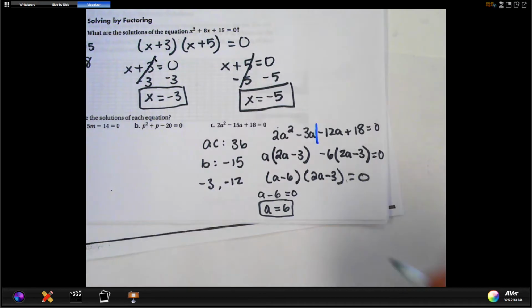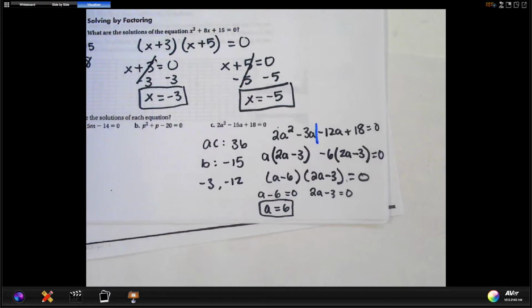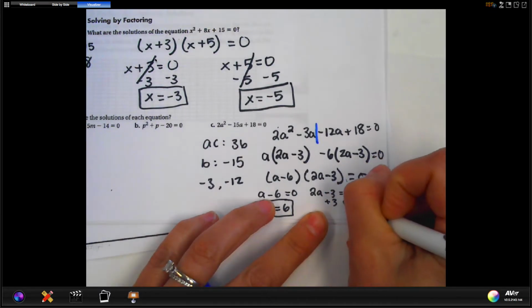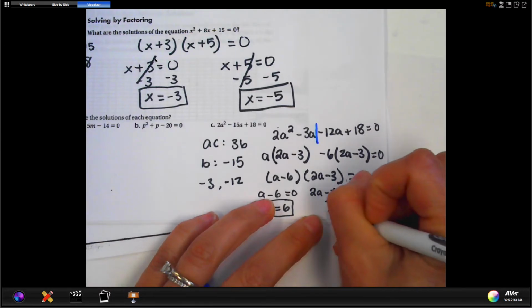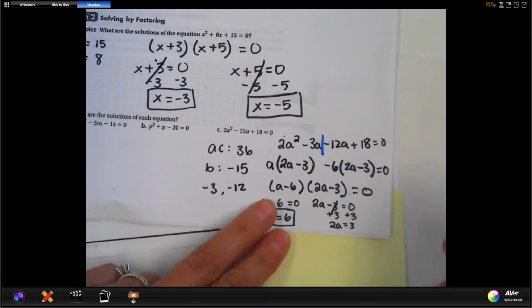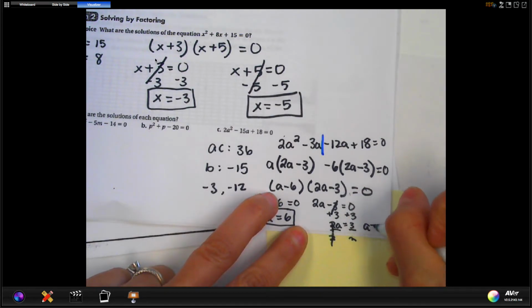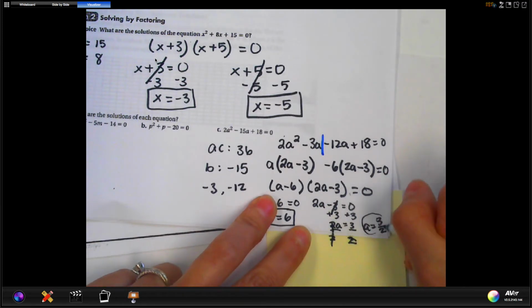And the other one, 2a minus 3 equals 0. So what do we do first? Add 3, yep. So I have 2a equals 3. Then what do I do? Divide by 2. If I divide by 2, I get a equals 1.5, or you can leave it 3 over 2. That's fine. And those are our two solutions.